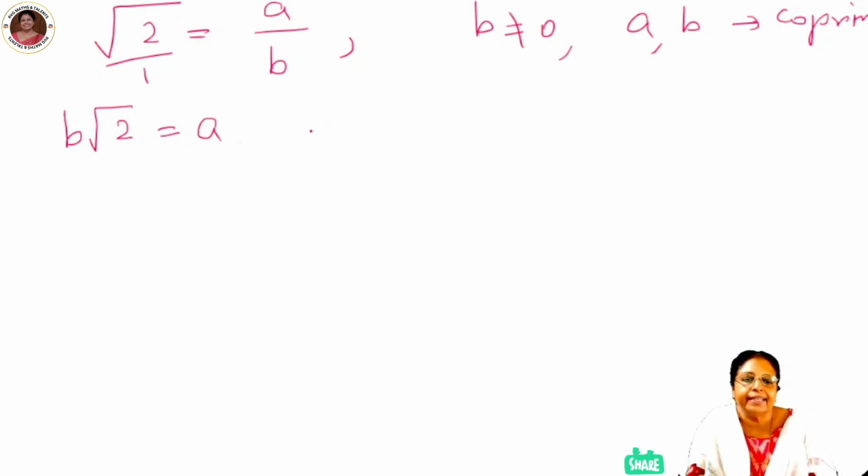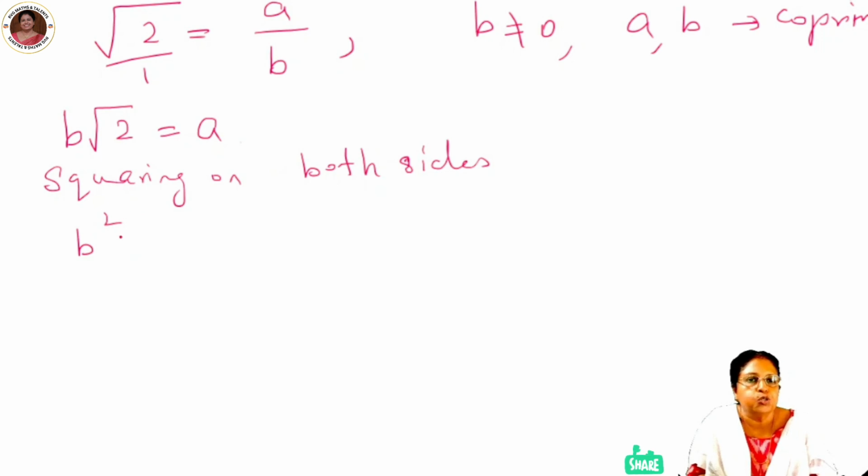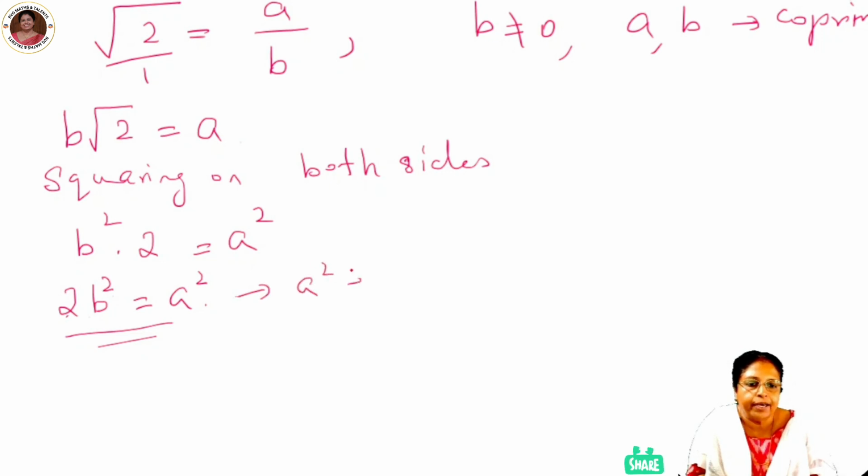Then we are squaring this. Squaring on both sides, what happens here? b square times root 2 square, which is 2. So b square times 2 equal to a square. Then you can rearrange this and write it as 2b square equal to a square. You just observe this. 2 times b square is a square. That means from this you can say a square is even, because it is 2 times a number.